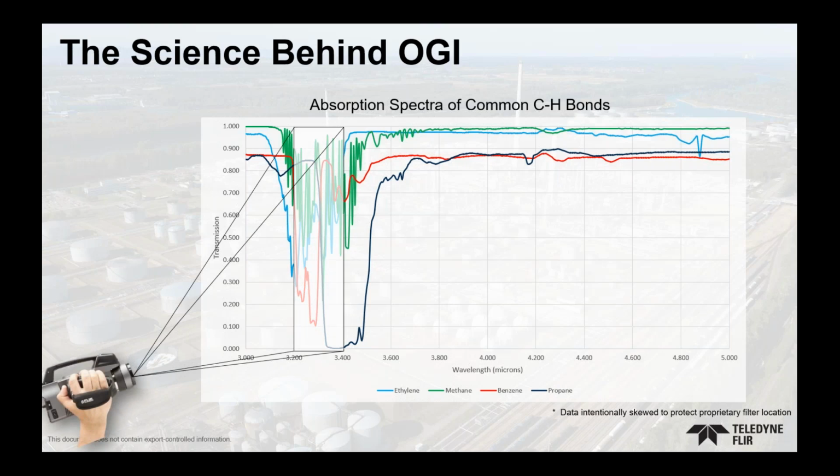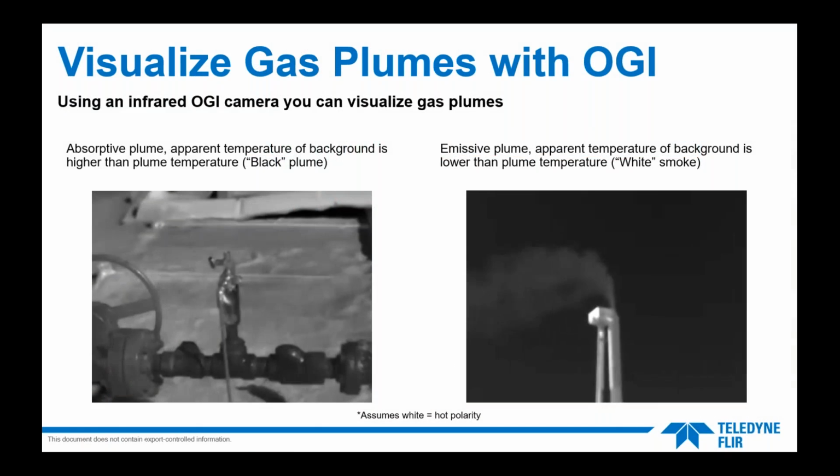And what we do fundamentally with the OGI camera, we spectrally tune the camera to the absorption characteristics of these hydrocarbons. And that's one of the key things that allow the optical gas imaging to work in the way that it does. And obviously it will allow you to visualize the plumes.